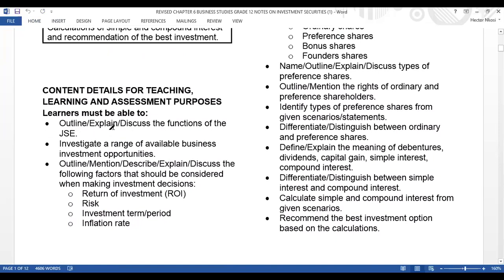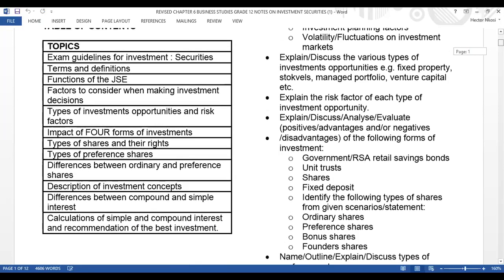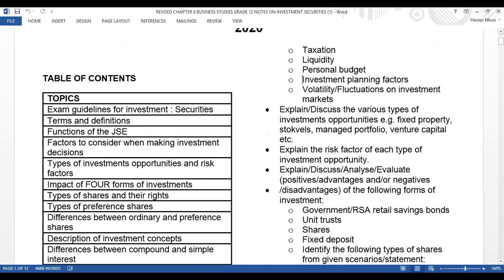We know JSE is our Johannesburg Stock Exchange. Also, you must be able to investigate a range of available business investment opportunities. You must be able to outline, mention, describe, explain, discuss the following factors that should be considered when making investment decisions: your return on investment, your risk, the investment term or period, the inflation rate. Also, we need to look at the taxation.